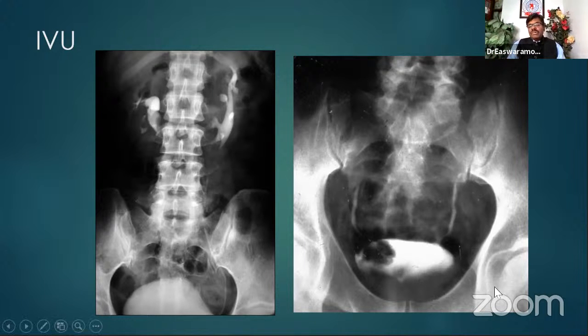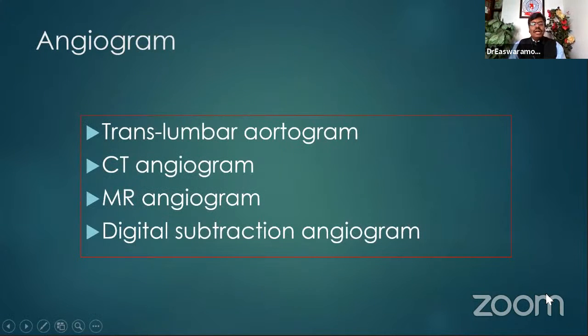CT scan with a contrast. Coming quickly to the angiogram. Angiogram is beyond your limit for undergraduates, I know, but the examiner might ask you, if you have a case of TAO or a case of gangrene, what test you will do. Then you utter the word angiogram. They'll ask you another thing, what are the different angiograms you know. So you should know at least the names of them.